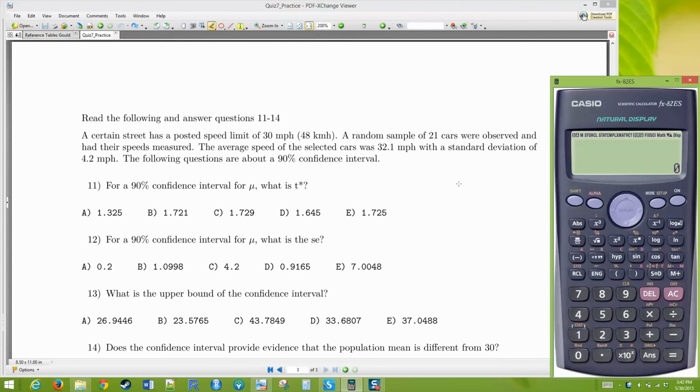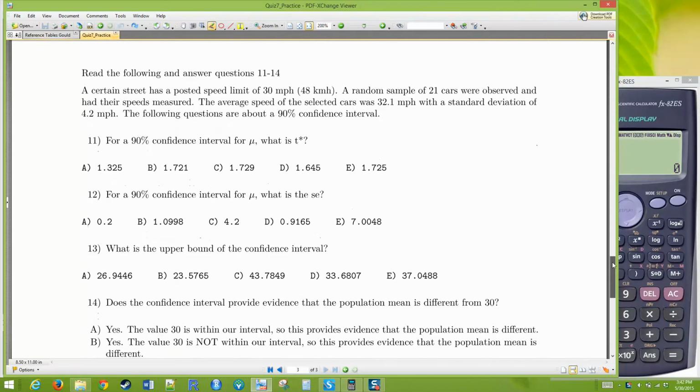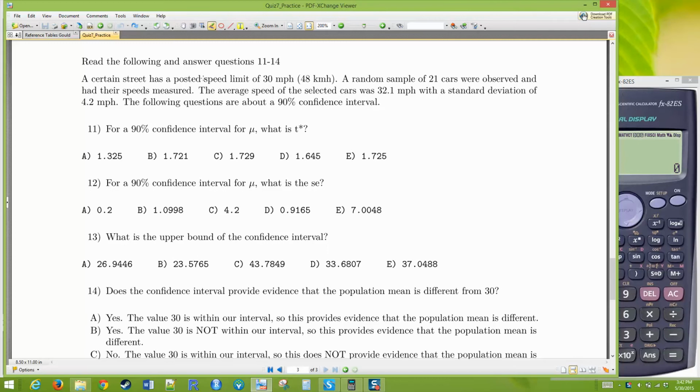Let's take a look at questions 11 through 14 on the practice quiz. It says, a certain street has a posted speed limit of 30 miles per hour. A random sample of 21 cars were observed and had their speeds measured. The average speed of the selected cars was 32.1 miles per hour with a standard deviation of 4.2 miles per hour. The following questions are about a 90% confidence interval.